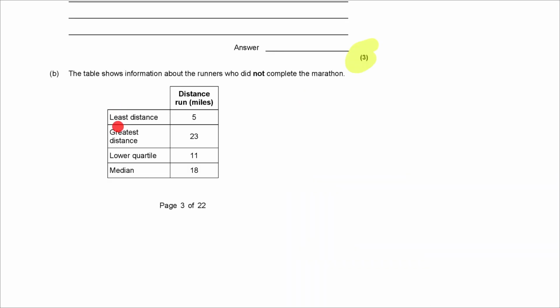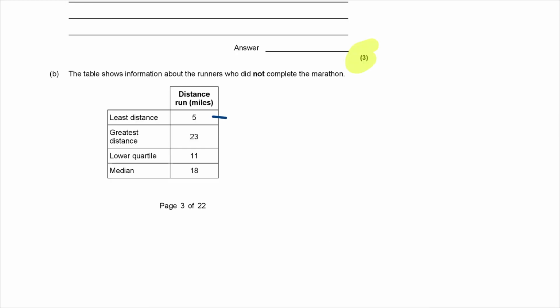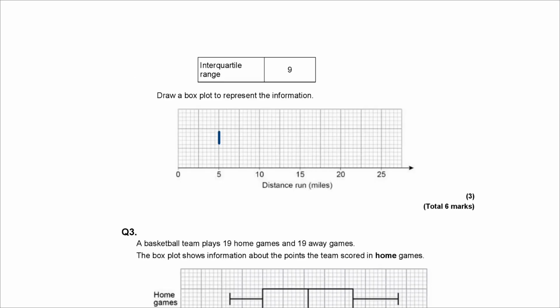So let's begin with the least distance, which is 5. And every 2 squares here is worth 1. So that's 5, 6, 7. So the least distance is 5. Let's go and put that over there. Done. That one's finished. The greatest distance is 23. So 23 is going to go 21, 22, 23, up here. That's good.